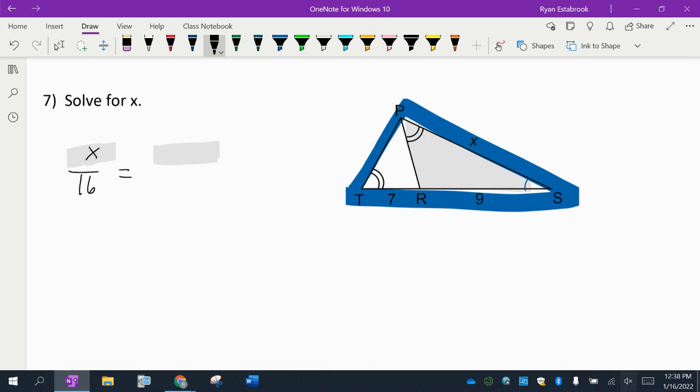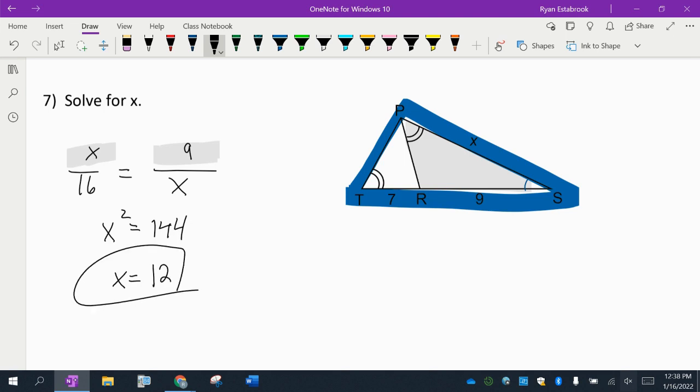So gray triangle to blue triangle, x over 16 is equal to, we'll go back to the gray triangle, across from the double mark has a length of 9. So then if we go to the blue triangle, across from the double mark, that length is going to be x. So again, the blue triangle across from the double marking is our x. Cross multiply, x squared equals 144. So x is plus or minus, but the negative doesn't make sense. So x equals just positive 12.